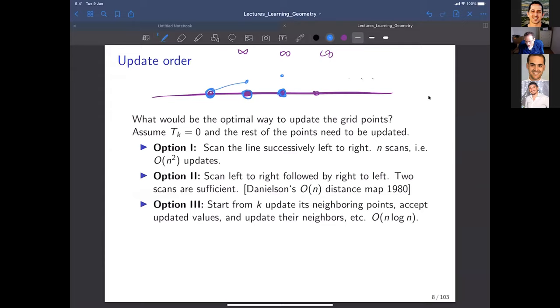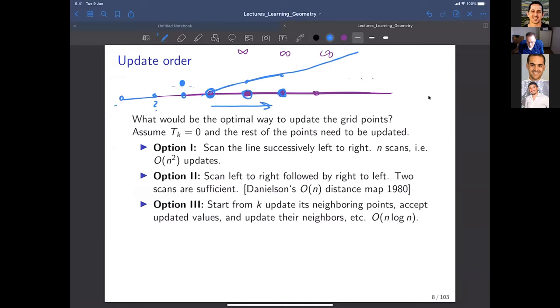So if I do scanning from left to right, what happens is that I would update all the right going slopes in a correct way, but all the points at this direction would not be updated. Okay, only that point was updated. That one was not updated correctly, and that point was not updated correctly.